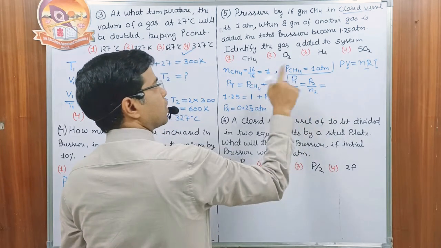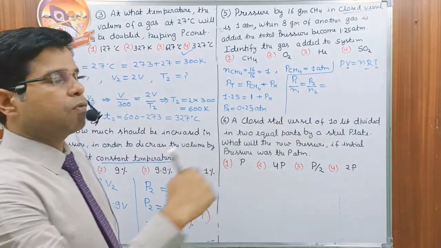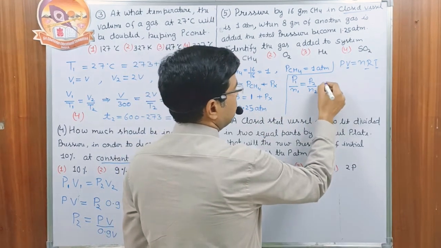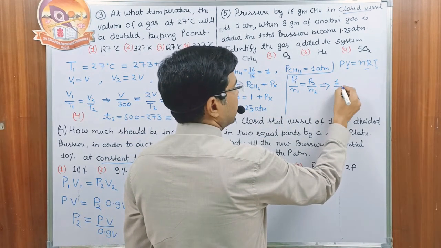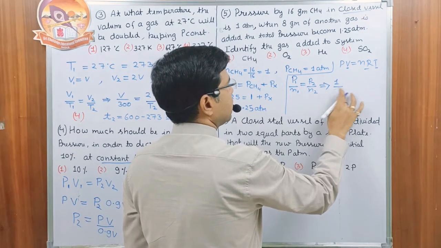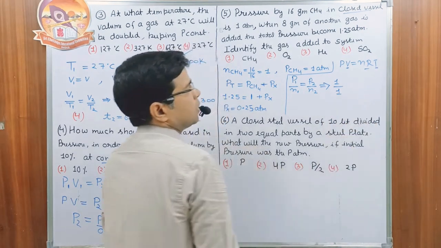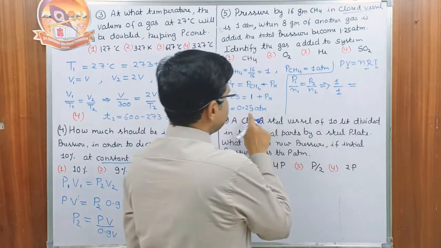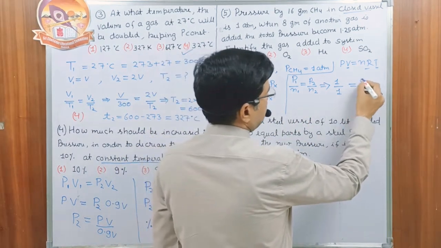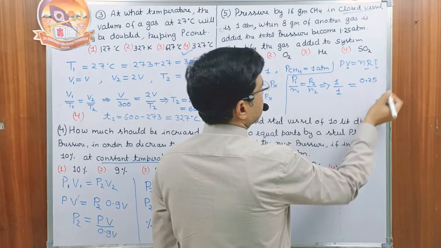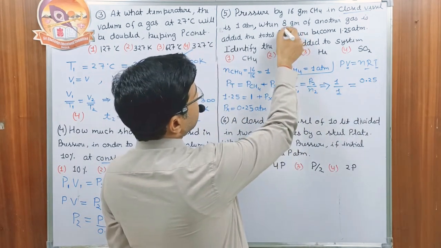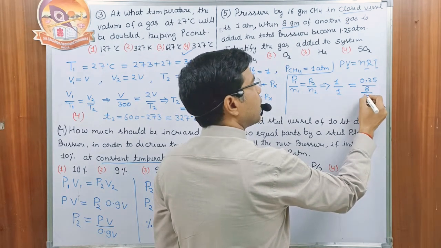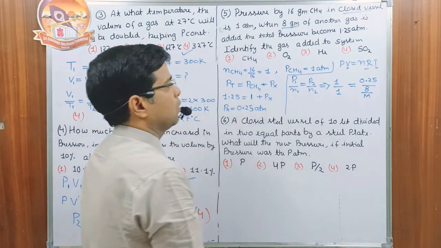P1 is for the CH4 and P2 is for the gas X. So what is the pressure of the CH4 gas? 1. And what is the number of moles of the gas CH4? Also 1. What is the pressure exerted by the second gas? 0.25. What is the weight of that gas? 8 gram. What do we want to calculate? Molar mass.